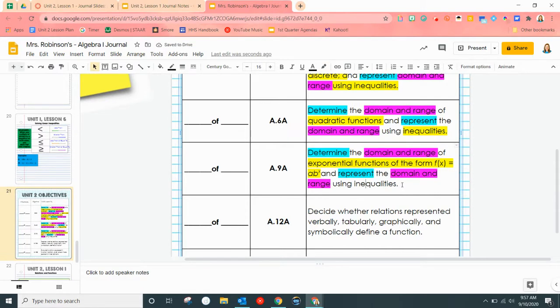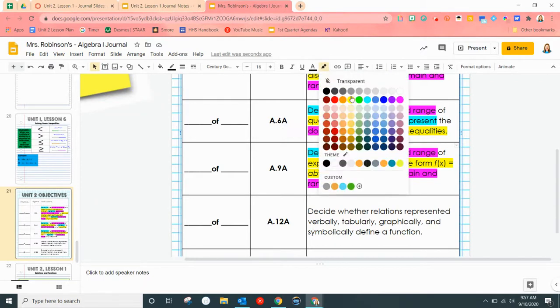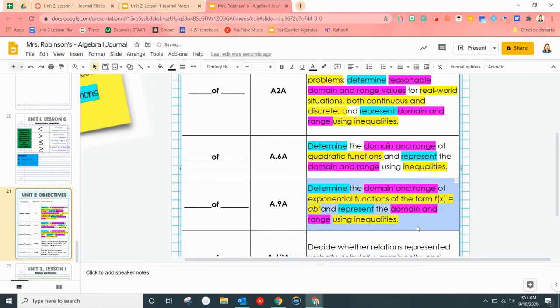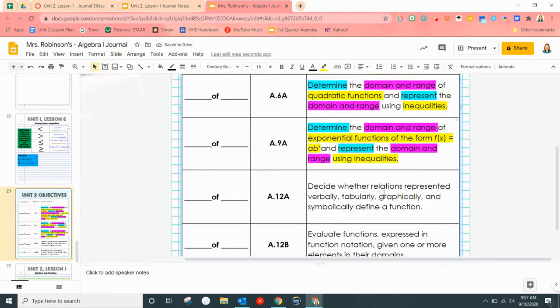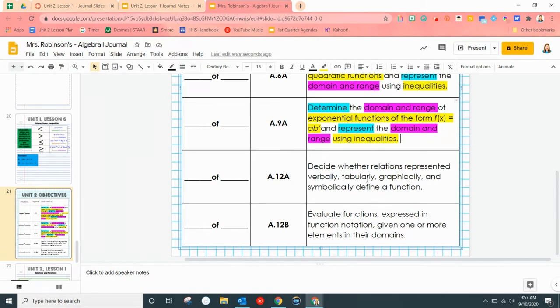Represent domain and range. I'm going to do that using inequalities. So that needs to be in yellow. That's describing how we're going to represent our domain and range. So there's 3 of them done for you. So that only leaves 2. You need to go back and do these 2.